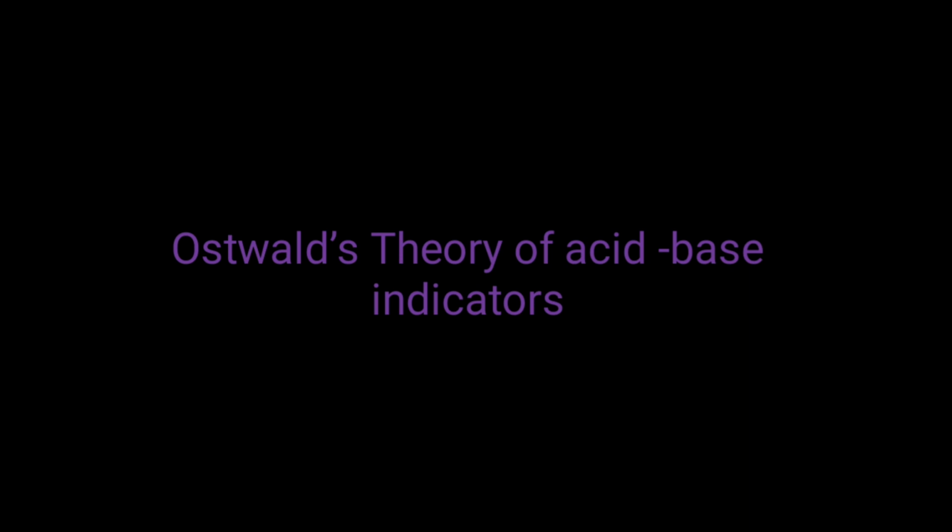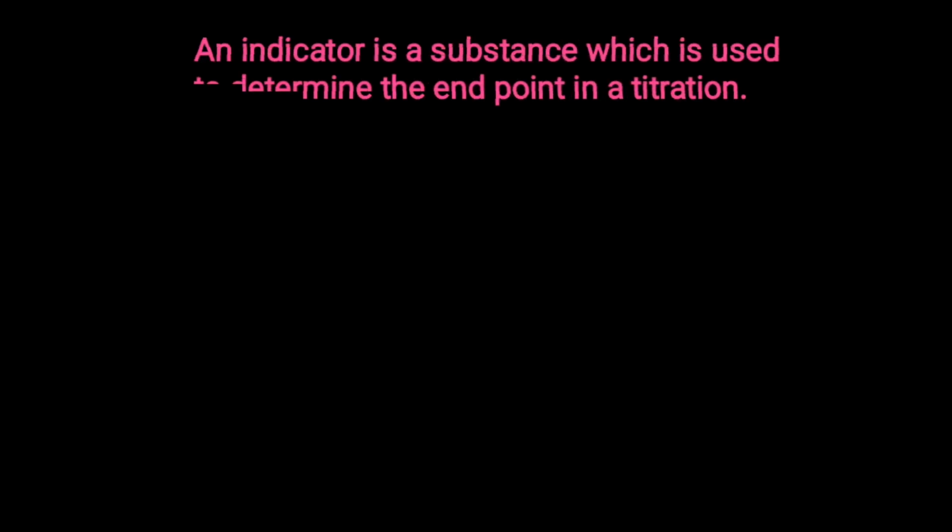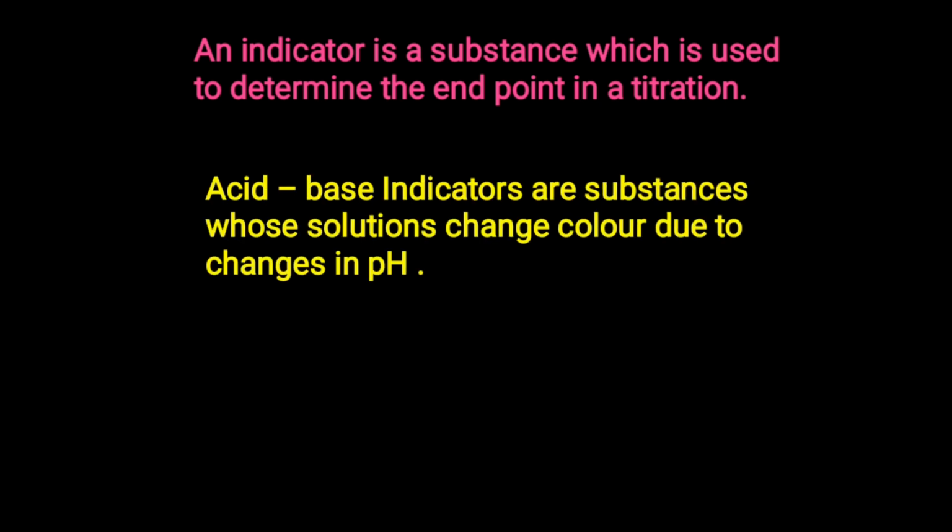Today we are discussing Ostwald theory of acid-base indicators. An indicator is a substance which is used to determine the endpoint in a titration. Acid-base indicators are substances which change color with pH. Therefore, they are also known as pH indicators.